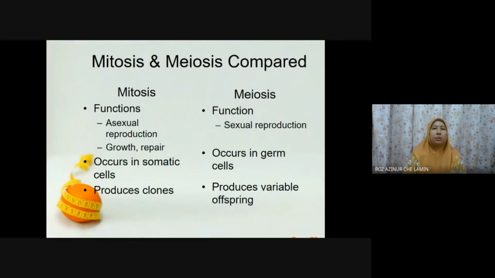Here is the comparison between mitosis and meiosis. For mitosis, the function is asexual reproduction, growth and repair, while the function of meiosis is sexual reproduction. Mitosis occurs in somatic cells and can produce clones, while meiosis occurs in germ cells only and produces viable offspring.